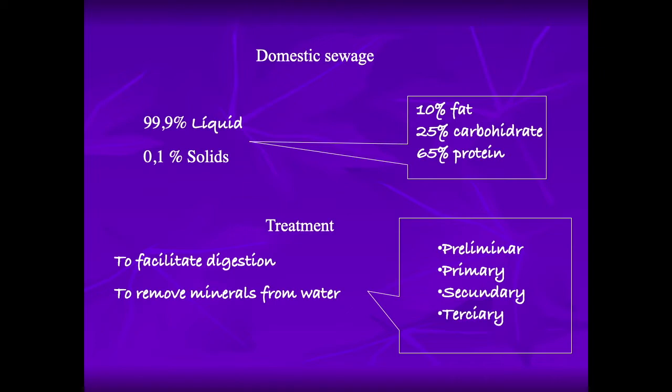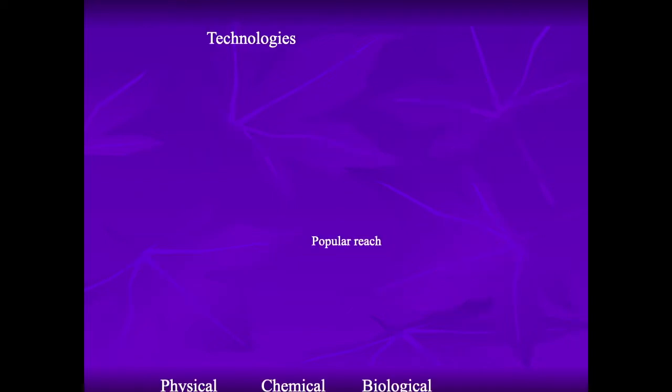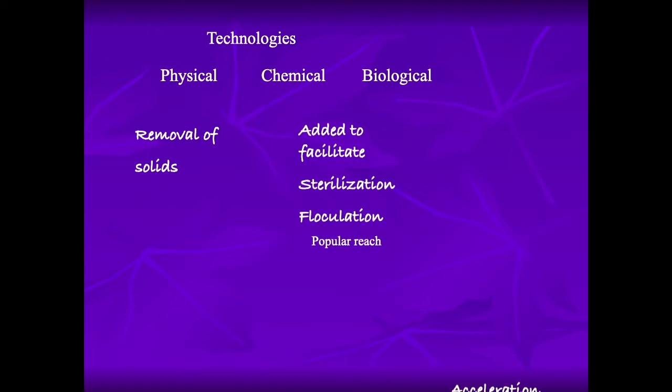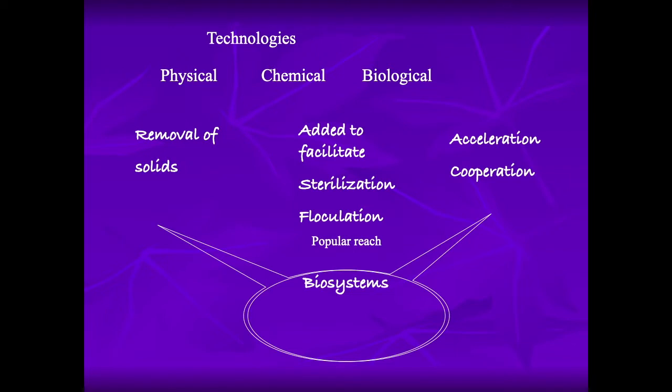There are 3 ways of cleaning water. Nature uses 2 of these ways: the physical way and the biological way, which involves the acceleration, the cooperation, and the removal of the solids suspended in water. This is how nature uses the wetlands and the riparian zones to clean water and put it back into the water cycle. And these are the systems that we're going to imitate to create our biosystems.